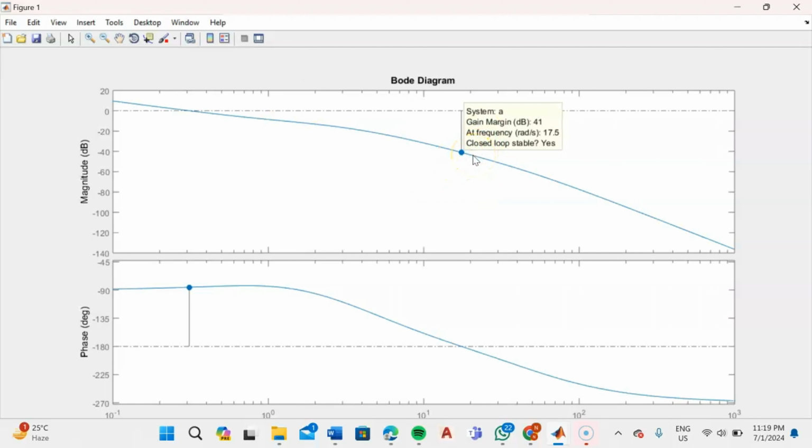For this system, the gain margin is 41 dB, at frequency 17.5 rad. The closed loop is stable. And for this system, the phase margin is 94.5 degrees, delay margin 5.32 seconds, at frequency 0.31 rad, and the closed loop is also stable.